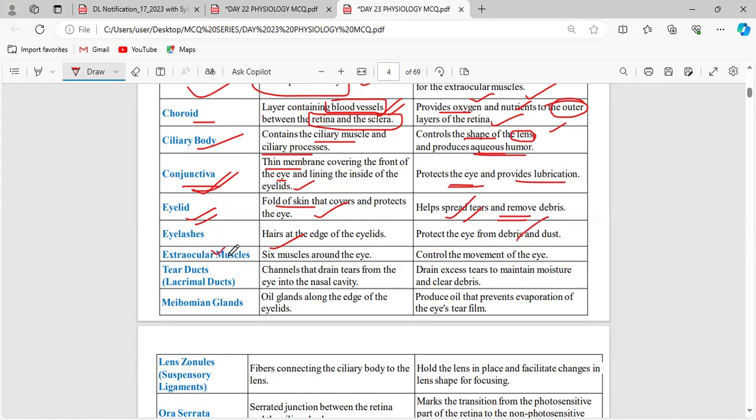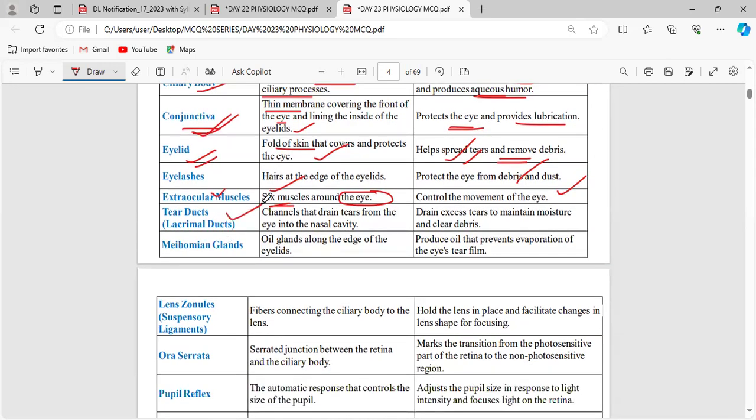Okay. And what are the extraocular muscles? Extraocular muscles are a combination of 6 muscles present around the eye. A muscle is always responsible for the contraction and relaxation of that particular part. So they control the movement of the eye.